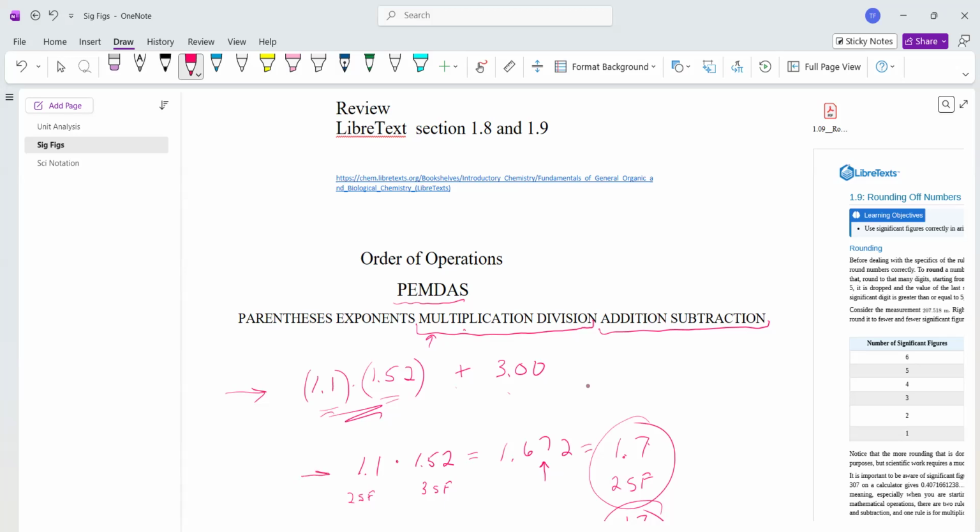So that's right here. 1.1 times 1.52, that equals, according to my calculator, 1.672. Now, multiplication problems require you to look at the sig figs of the answer. This has 2 sig figs, 3 sig figs, so your answer is going to have 2 sig figs. So we round the 1.672 to 2 sig figs. So we go to the third place, and that's 5 or greater, so that kicks the 6 up to a 7. So the answer is 1.7. Now that's just the multiplication part.